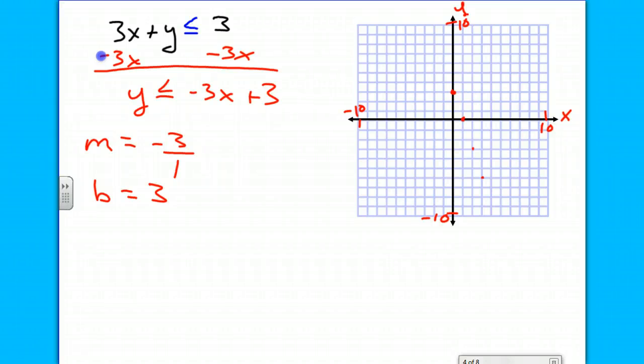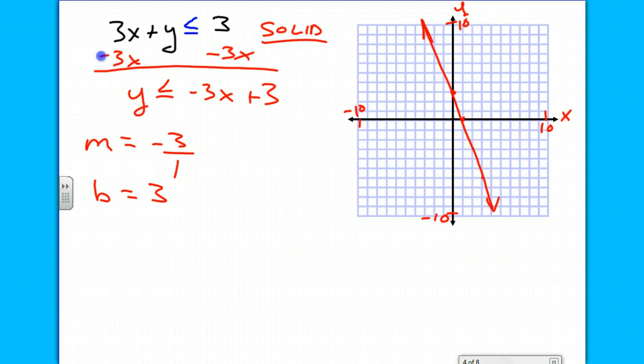And should this be dashed or solid? Solid. Why solid? Because it has the underline. Yes, because it has the equal sign, okay? So that kind of tricked you a little bit. Do you see why? Solid, okay?